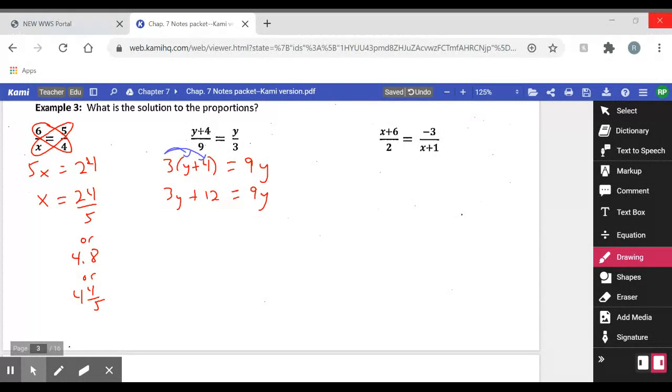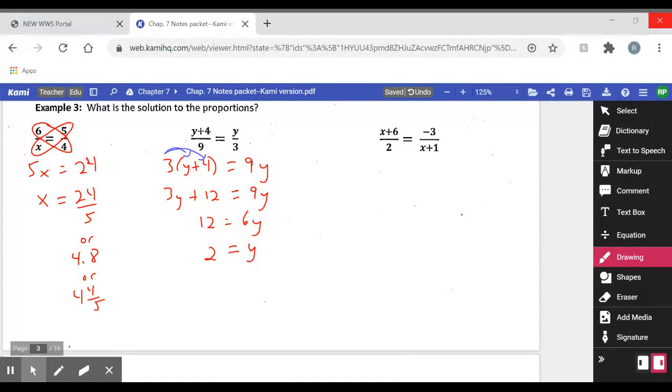And then if I solve from there, if I subtract 3y from both sides, I get 12 is equal to 6y. If I divide by 6 on both sides, I get y is equal to 2. You can always check yourself. If you plug that 2 back into y's place in the original problem and simplify that down, you should end up getting a true statement, equal on each side.